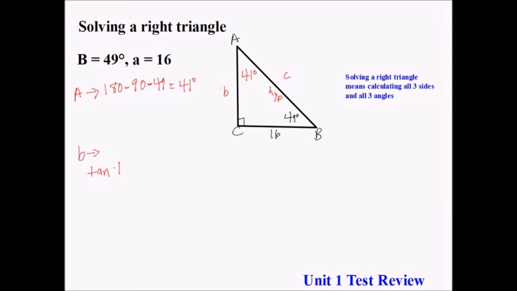So tangent of 49 would be equal to b over 16. If we multiply both sides by 16, we have 16 tangent of 49 is equal to b. So b, little b, is approximately equal to 18.42.